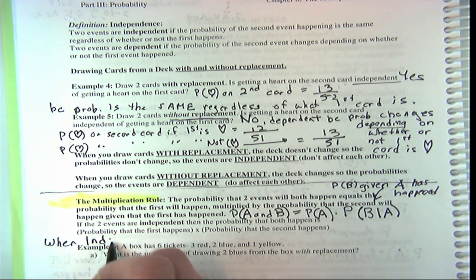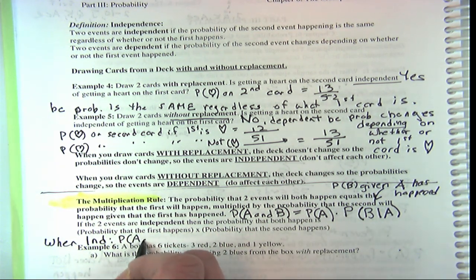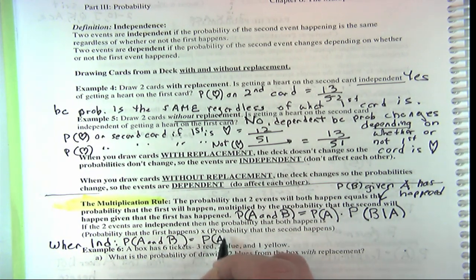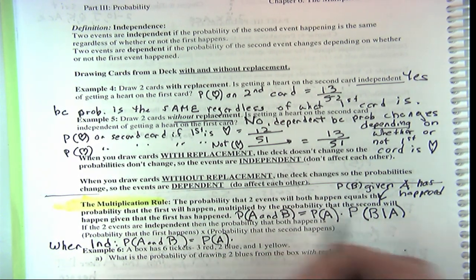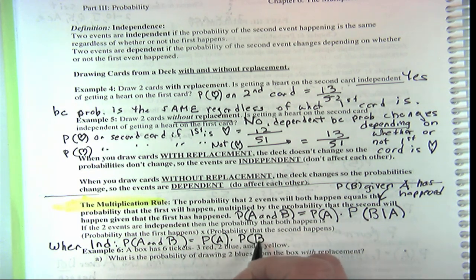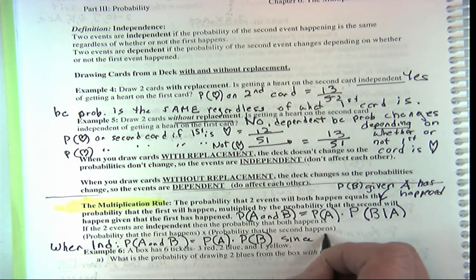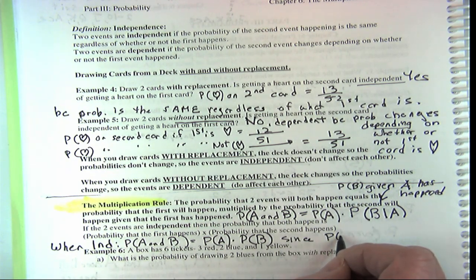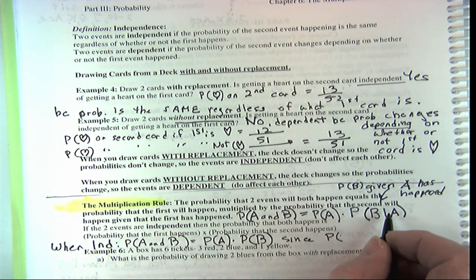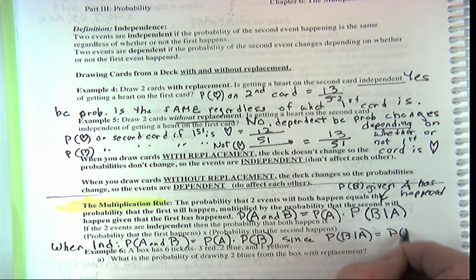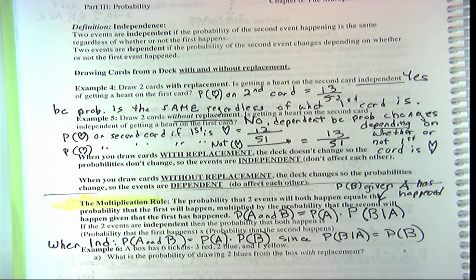When independent, the probability of A and B is equal to just the probability of A times the probability of B. And you don't have to think about whether A happened or not, because it doesn't affect the chance of B. Right? Since the probability of B given A is equal to the probability of B. It doesn't matter. All right?